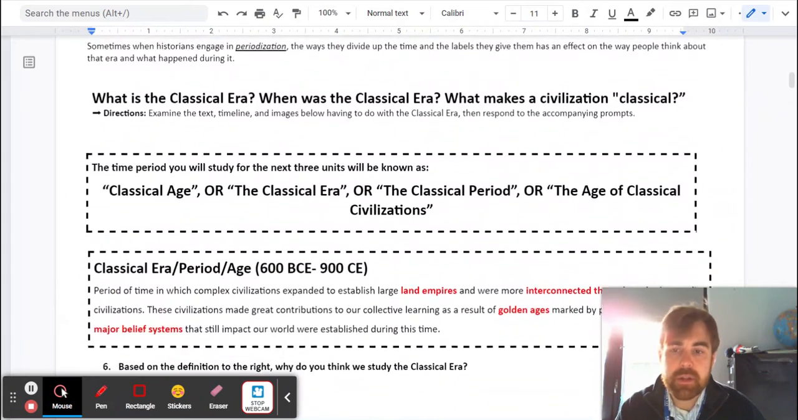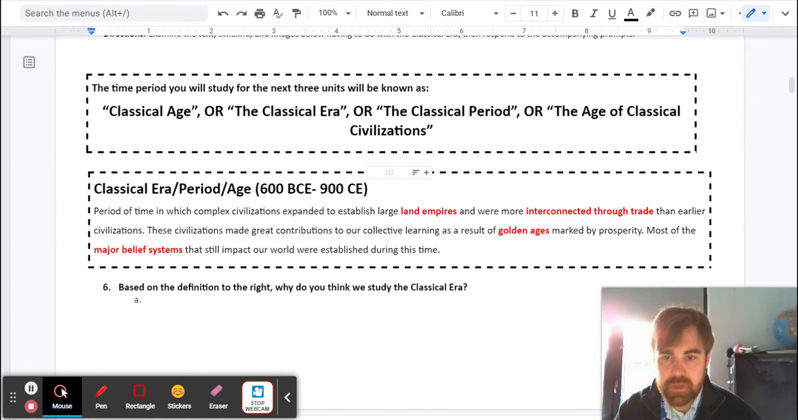So what makes this period classical? What are the distinctive characteristics? It's a period of time in which complex civilizations expanded to establish large land empires and were more interconnected through trade than earlier civilizations. Basically, instead of being smaller places that were just located in river valleys, you're going to have larger empires that cover a lot more territory than before. And because of that, they're also going to be more interconnected.